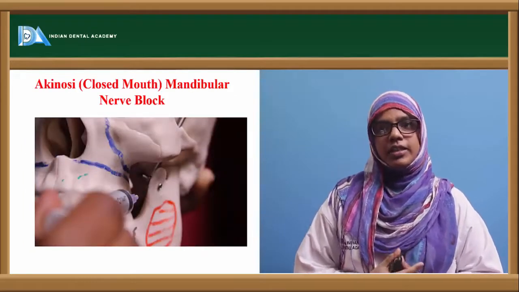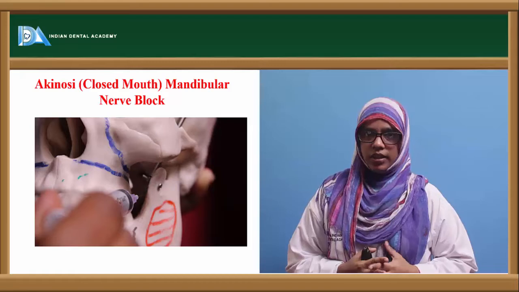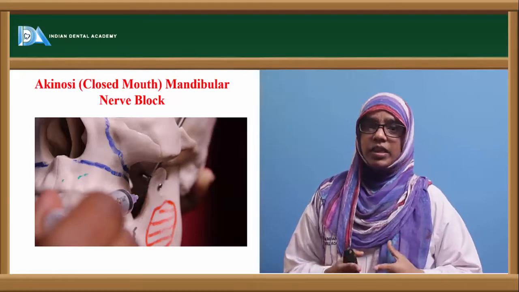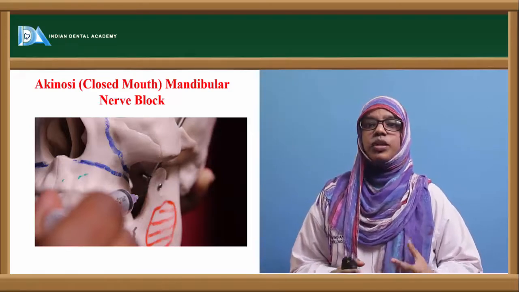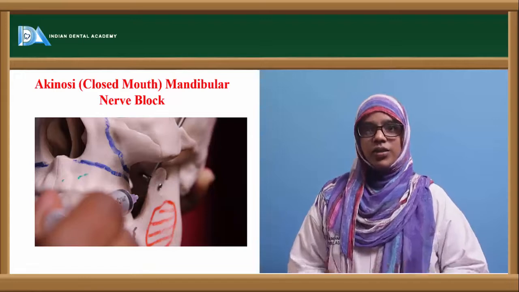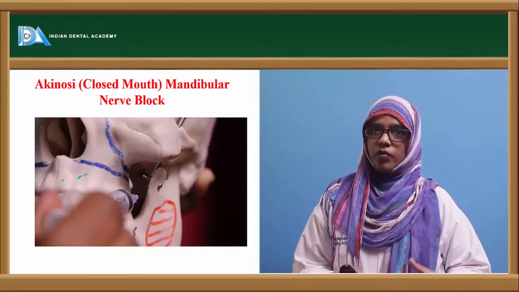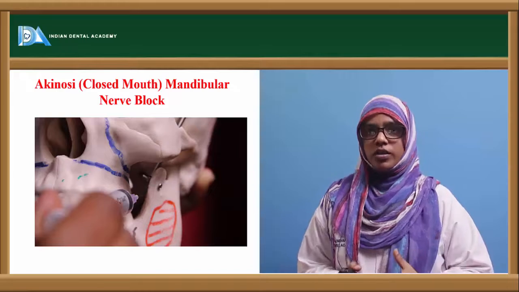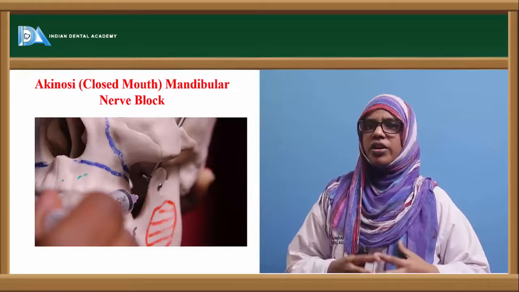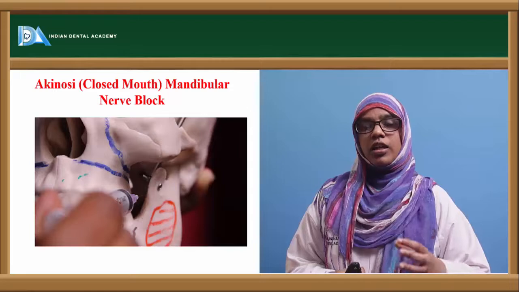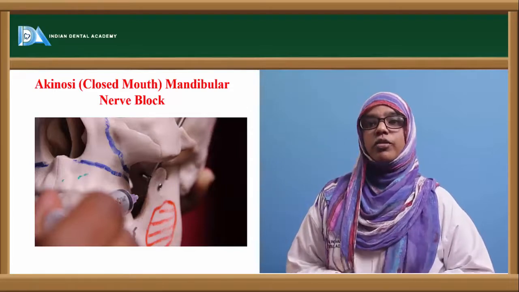The other technique is the Vazirani-Akinosi technique. It is a closed mouth technique. It is basically done in cases where the mouth opening is limited, wherein there is trismus. Now trismus could be because of infection, or oral submucous fibrosis, or trauma, or anything it could be. In these cases the patient is not able to open the mouth.